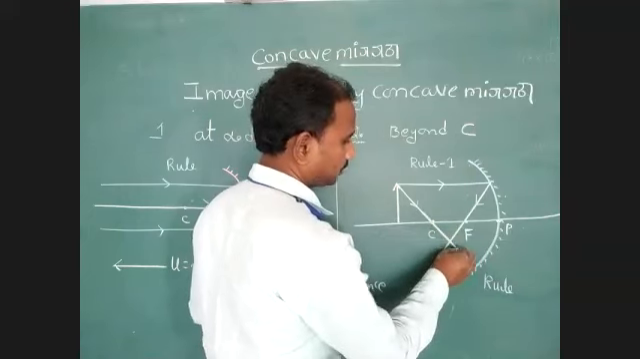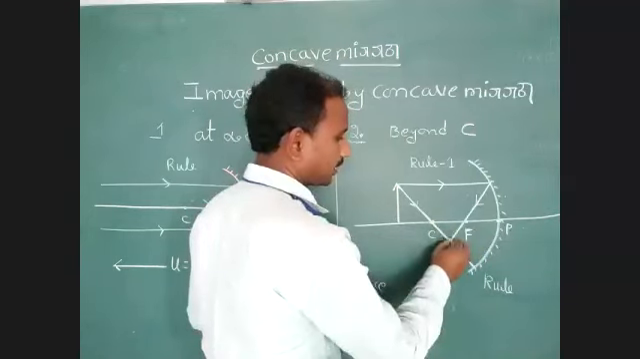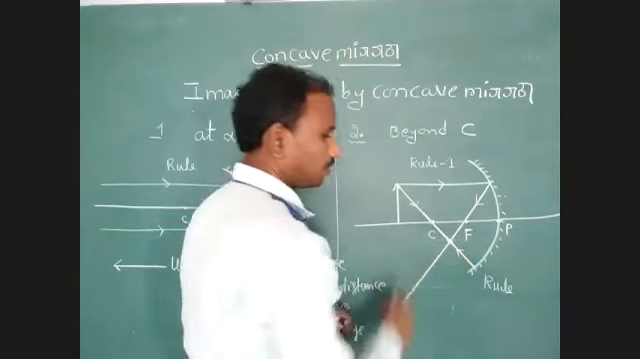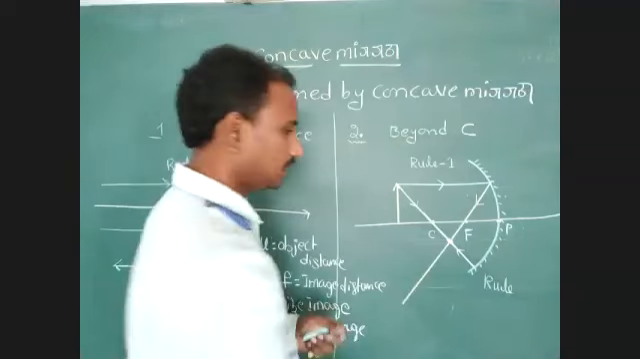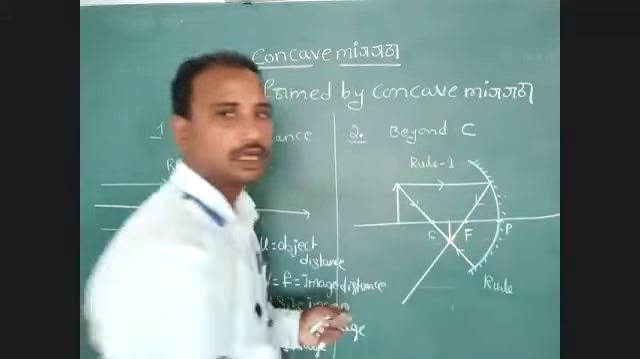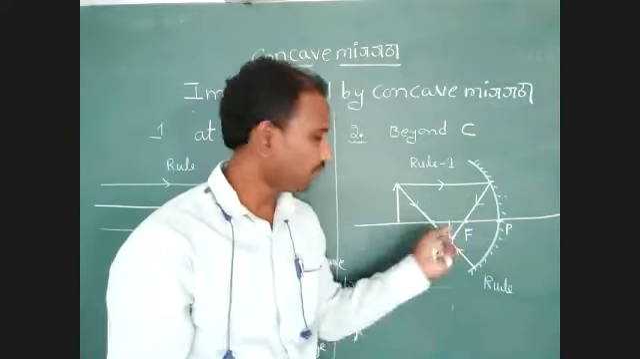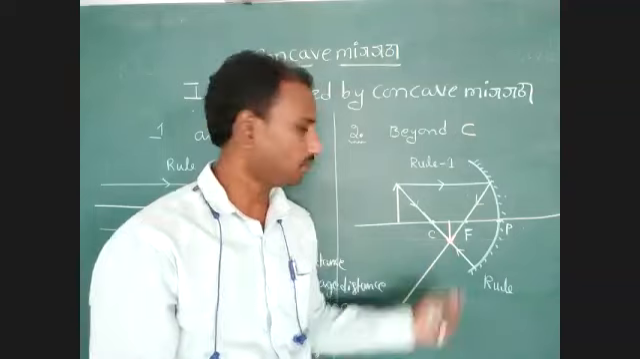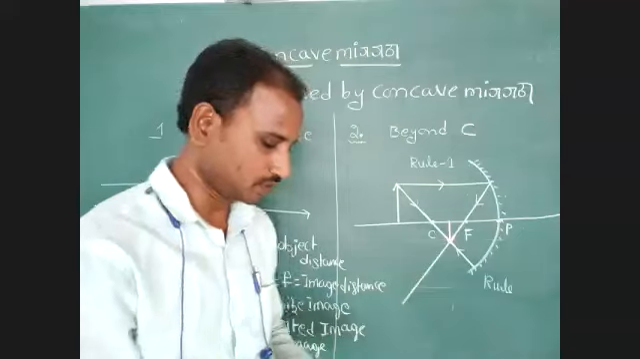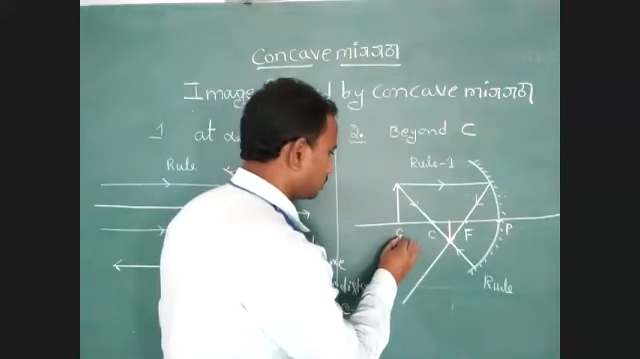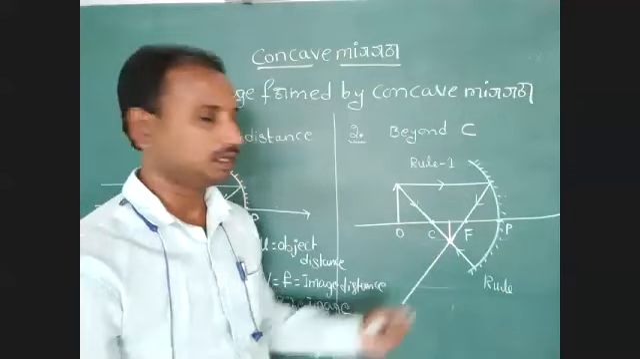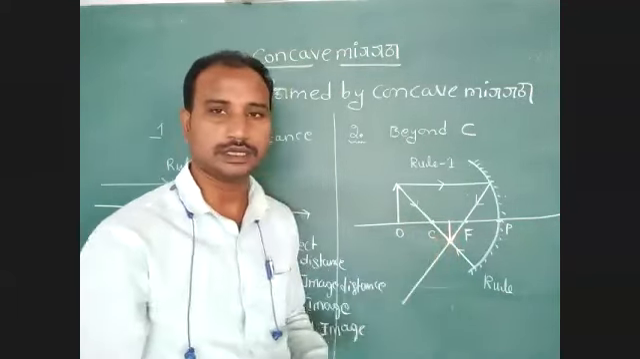Just identify, these two reflected rays intersect at one common point. This intersection point we have to consider as the image formation point. Where is the image formation point? Between the center of curvature and the principal focus. Where is the object position? Beyond the center of curvature. Object position beyond the center of curvature, then the image is formed between the principal focus and the center of curvature.